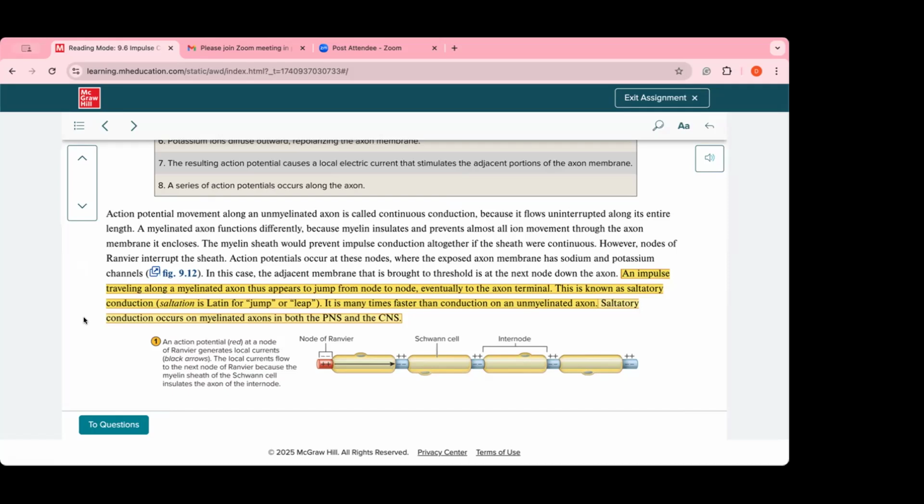Saltation is Latin for jump or leap. It is many times faster than conduction on an unmyelinated axon. Saltatory conduction occurs on myelinated axons in both the PNS and the CNS. So it occurs at nodes of Ranvier. Okay, let's go to the question and see.